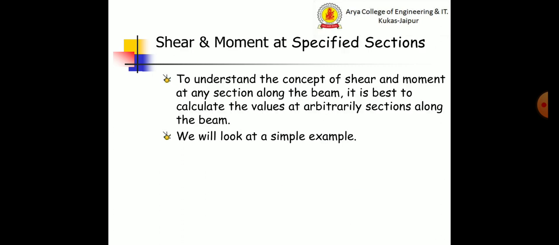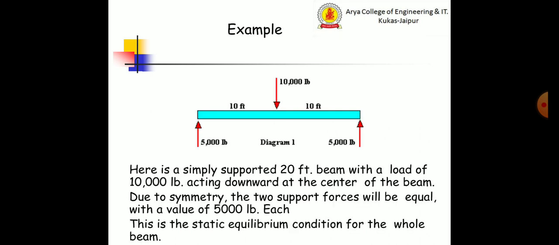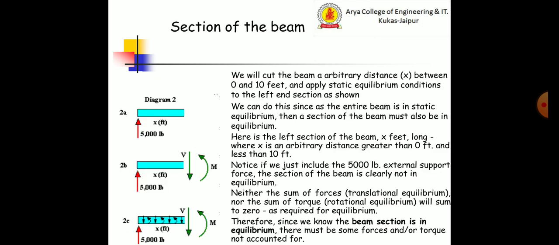To understand the concept of shear force and moment at any section along the beam, it is best to calculate the values at arbitrary sections along the beam. We will look at a simple example. Let this be a simply supported 20 feet beam with a load of 10,000 pounds acting downward at the center of the beam. Due to symmetry, the two support forces will be equal with a value of 5,000 pounds each. This is the static equilibrium condition for the whole beam.